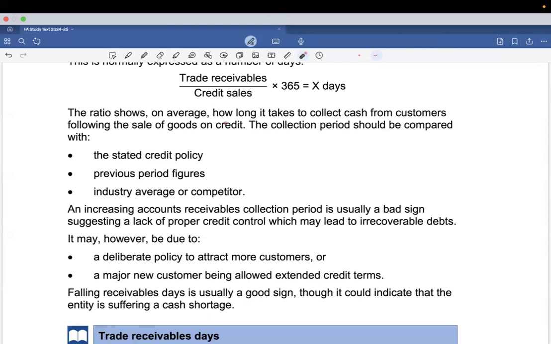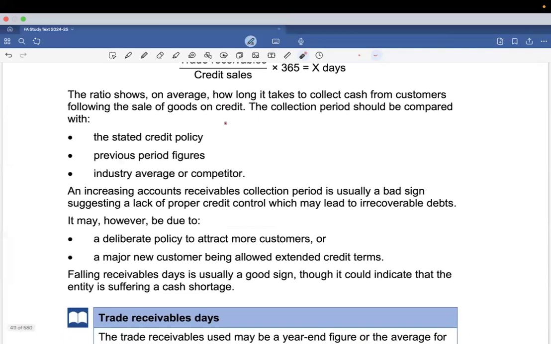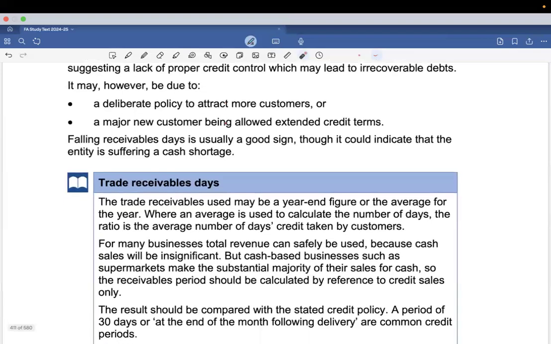If it is set too low, you would have low sales because customers won't get attracted to your company. So it should be set in a way that it doesn't make you lose customers, and also doesn't lead to irrecoverable debt. It is completely up to the credit controller to decide what to keep.